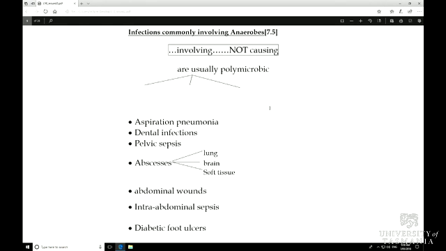Stupid. But when you're that drunk, you lose control of stuff and you start to aspirate.